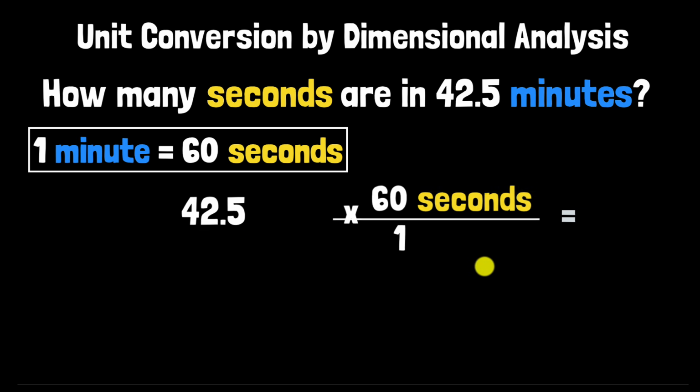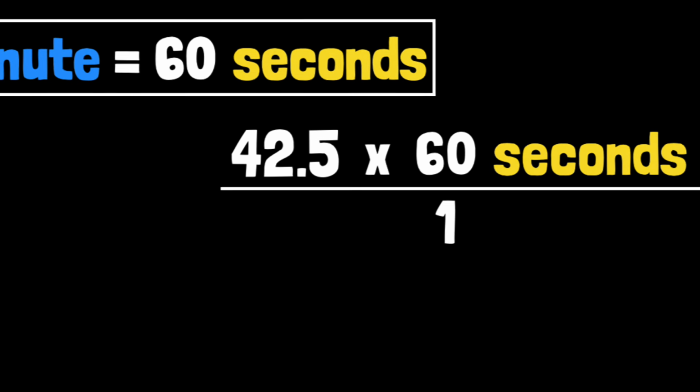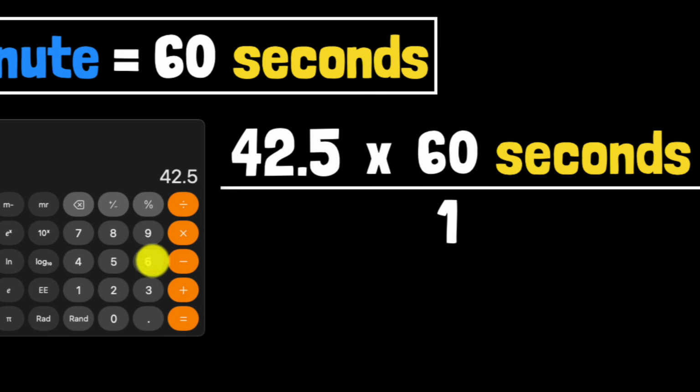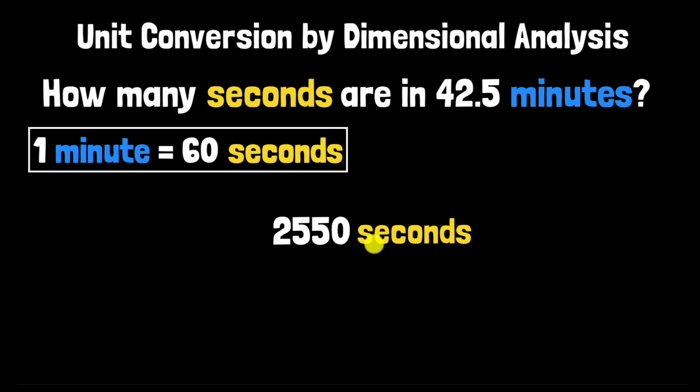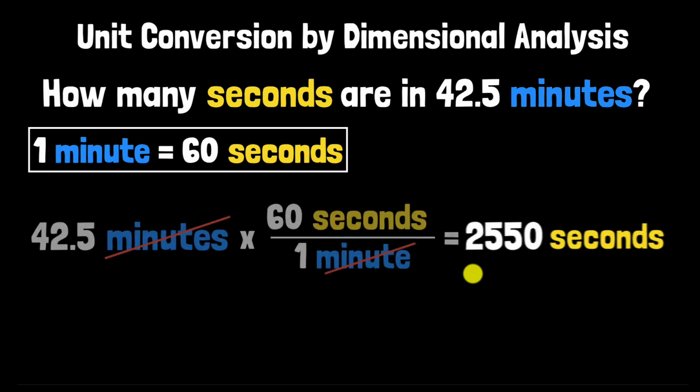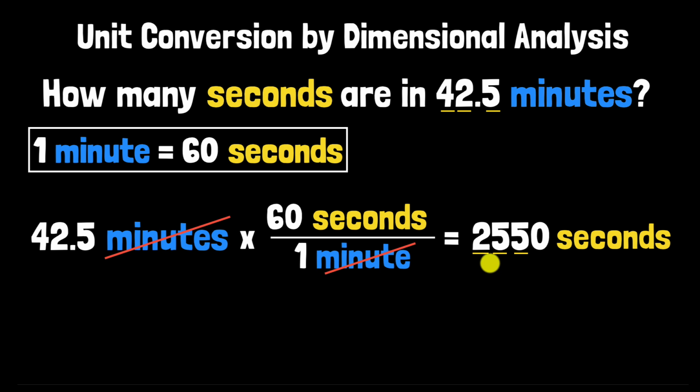And now we can plug this in our calculator. 42.5 times 60 divided by 1. That gives me 2,550 seconds. That is our answer. Finally, we have to check for significant figures. There are 3 over here. How many do we have? Well, we have 3 significant figures over here. Because remember, trailing zeros at the end of the measurement don't count if there are no decimal points. So this doesn't count. And so this is our final answer.